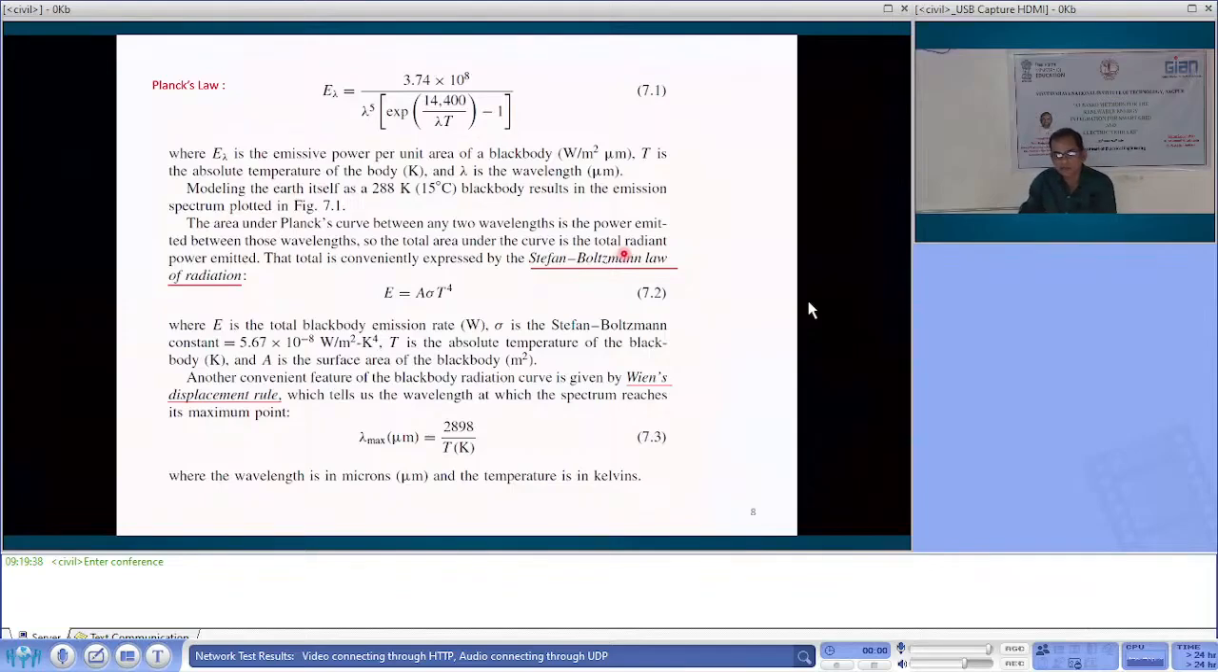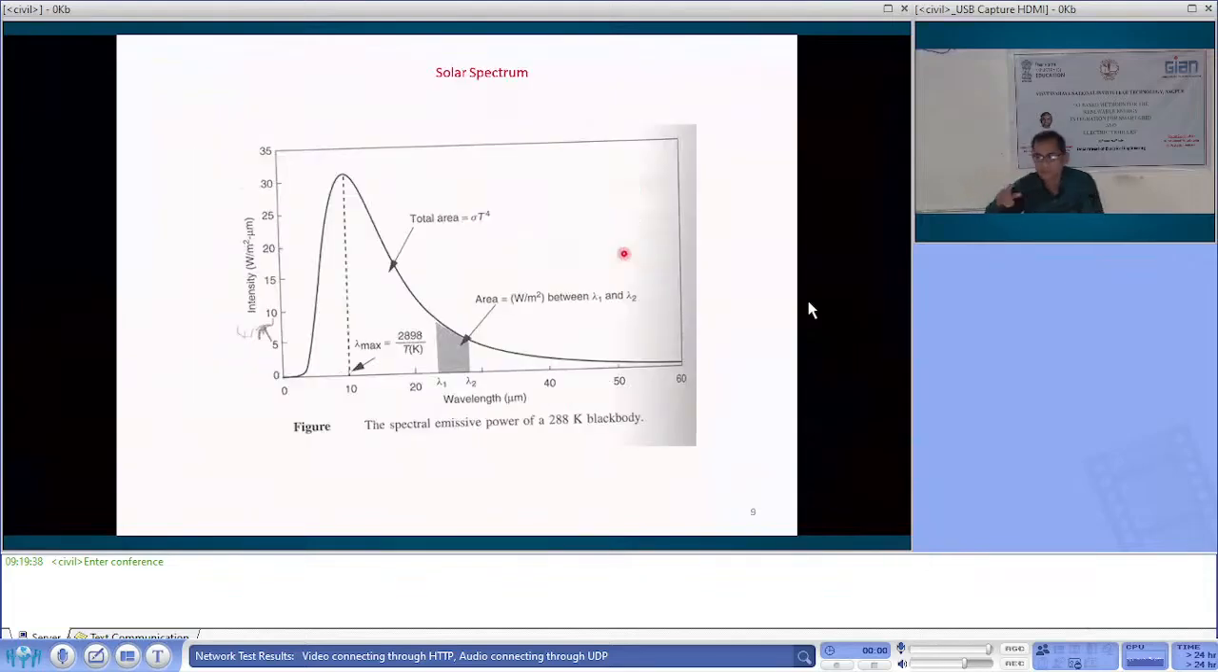Then the Stefan-Boltzmann law of radiation, where E depends on area, then sigma, the Stefan-Boltzmann constant, and the temperature of the black body in Kelvin. Third is Wien's displacement rule, indicating lambda max in micrometer or micron, equal to 2898 divided by temperature in Kelvin. With this we start our content so that they are known, and such a spectrum is available.